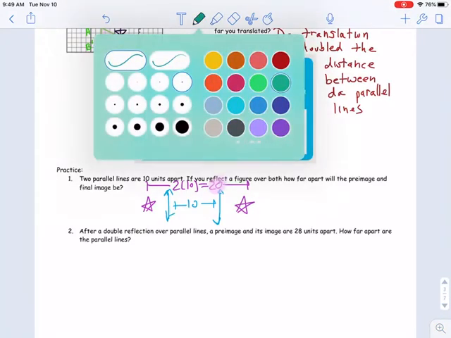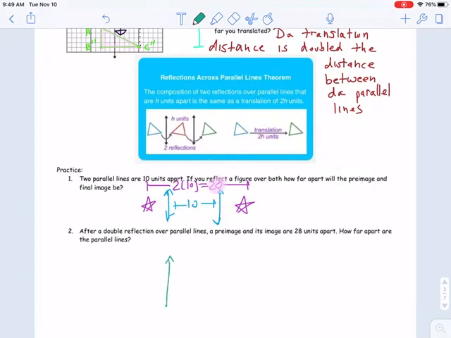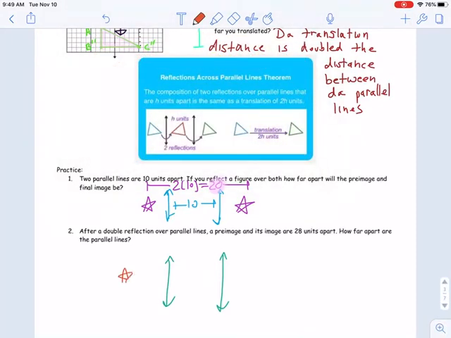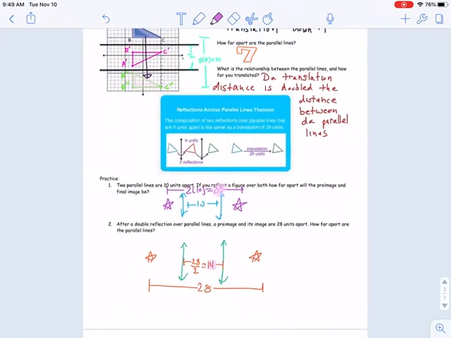Now, similarly, we got parallel lines. All right. We'll just use a star. We reflected the star over this line, then the other line. They're 28 apart. How far are the parallel lines? Well, it's going to be half. It's going to be 28 divided by 2 in this case, also known as 14. Okay? So, that's some problems. That's another theorem.